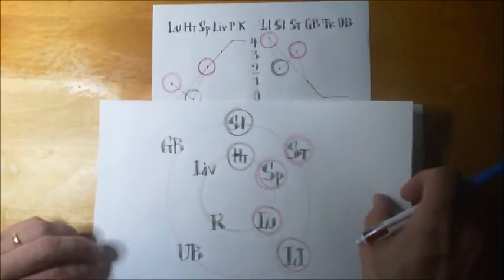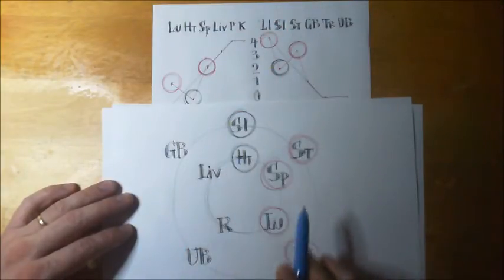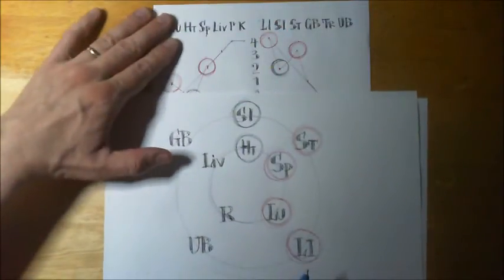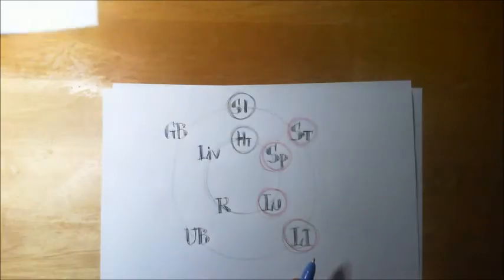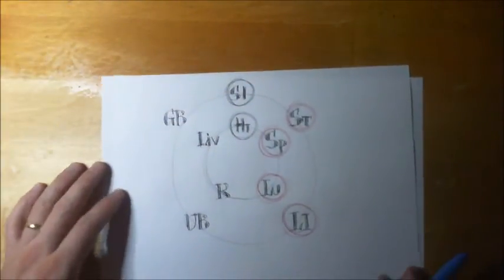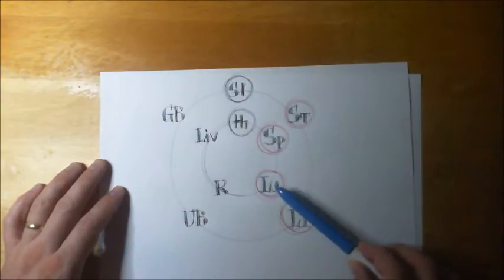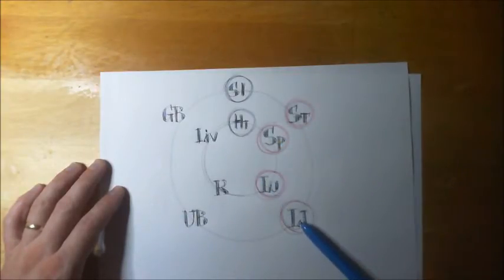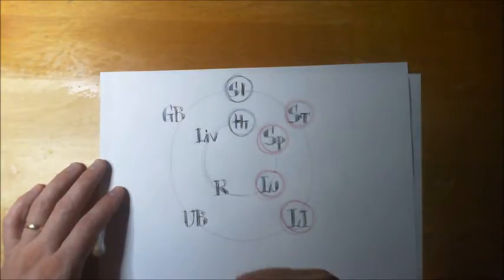So we will take this map and transfer it to our Wuxing star, and we don't need this anymore. So in this Wuxing star, what we can see is that spleen and stomach excess, lung and large intestine excess, heart and small intestine deficient.